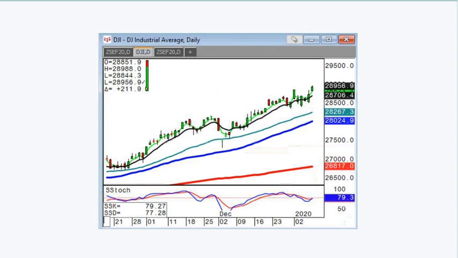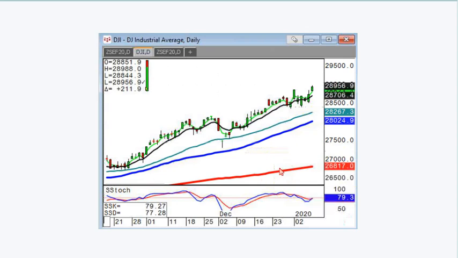Could that be an exhaustion gap? Where is that, Gerald? Today? No, not really, because it didn't really gap up above yesterday's high. And I'll get to some that look like they could be exhaustion gaps.